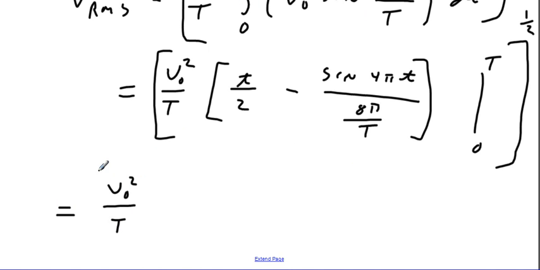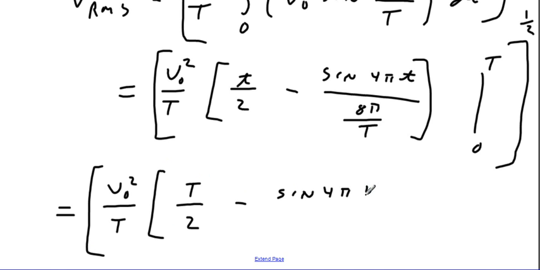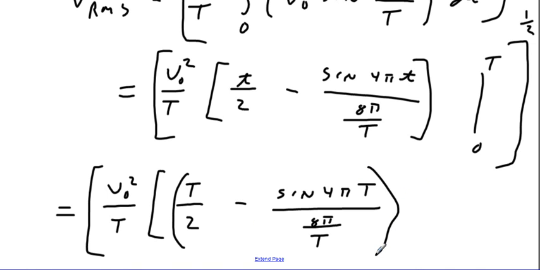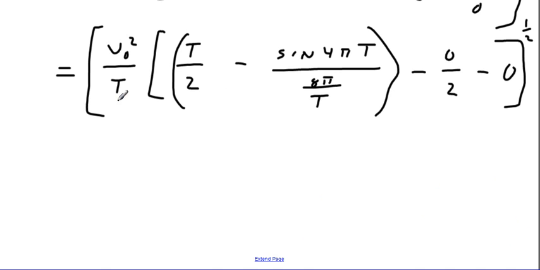V naught squared over T. I put in a T, I get a T over 2 minus sine 4 pi T, which is the period, over 8 pi over T, minus 0 over 2 minus the sine of 0, which is also 0, and the whole thing is raised to the 1/2 power. So it looks like I've got a T there and a T here and a T there that all cancel out.